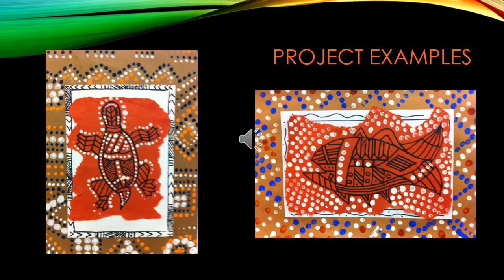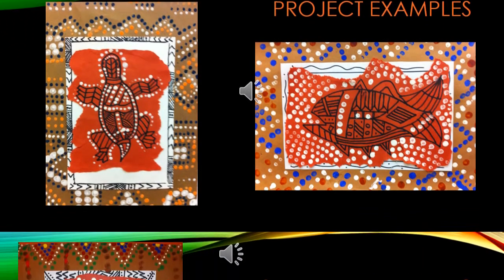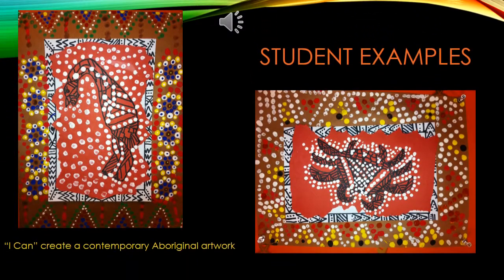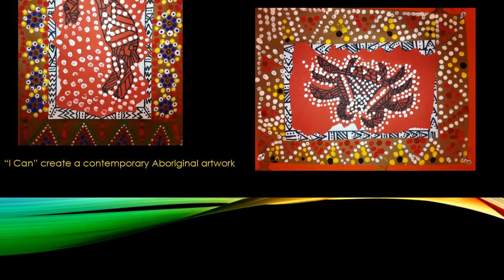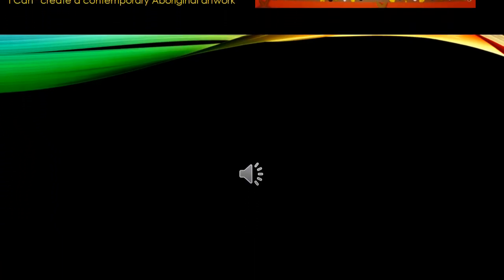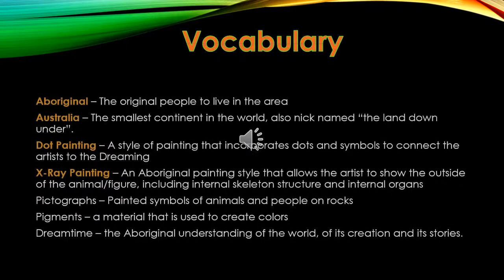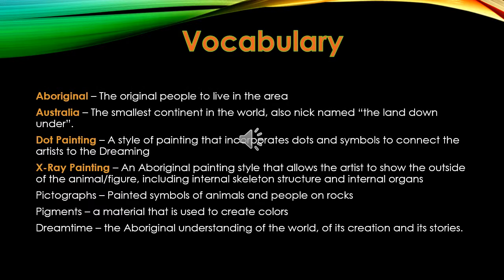Observe these examples. See how the X-ray and the dot painting technique has been used. These student examples show how they used repeat patterns and concentric circles to create their dot painting technique. Use the appropriate academic vocabulary when answering the unit questions.